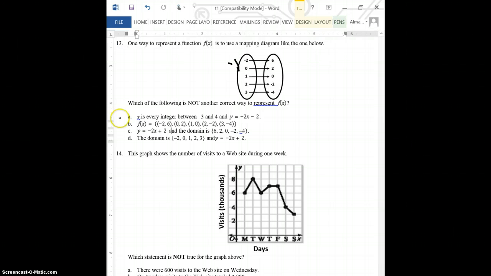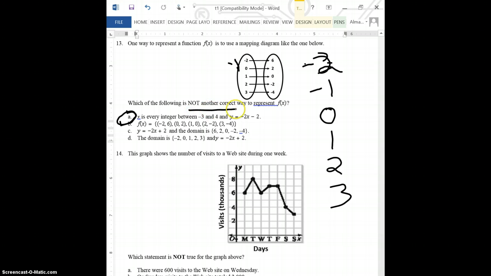And because 1 is not true, we're not using every integer between negative 3 and 4. Because every integer between negative 3 and 4, that means negative 2, negative 1, 0, 1, 2, and 3. Those are all the numbers that are between negative 3 and 4, well, all the integers. And since we're missing that negative 1, we're not using every integer, so our answer has to be A. We're looking for the one that is not correct.